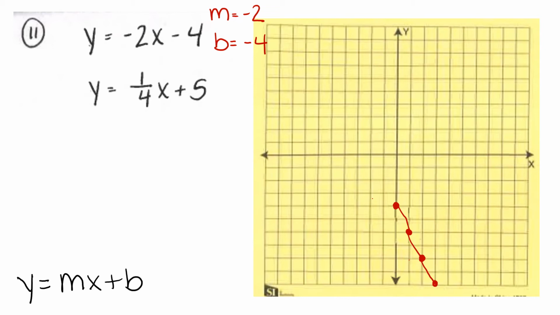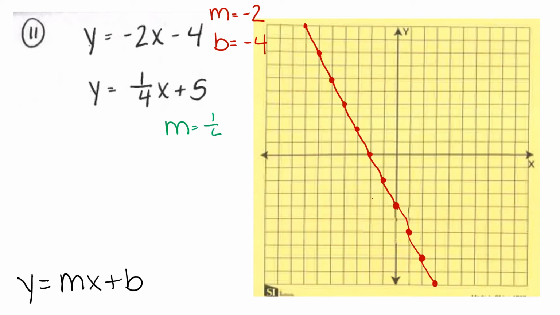Once we reach the edge, we can go the opposite direction by going up 2 and over 1, following that same pattern of connecting our dots in a straight line until we reach both edges. Once we reach both edges, we can move on to the next equation.